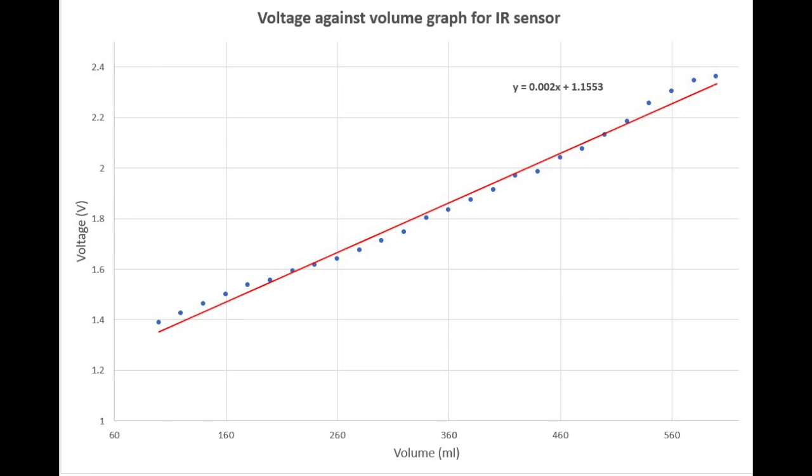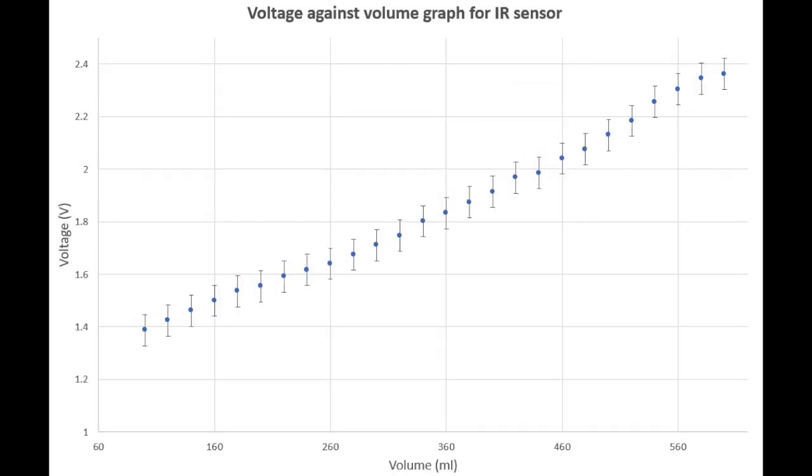Next, linear regression was carried out. The relationship that was established between the voltage from the IR sensor and the volume of water in the tank is shown in this graph. The next graph includes error bars, which showed the 95% confidence interval for each data point.